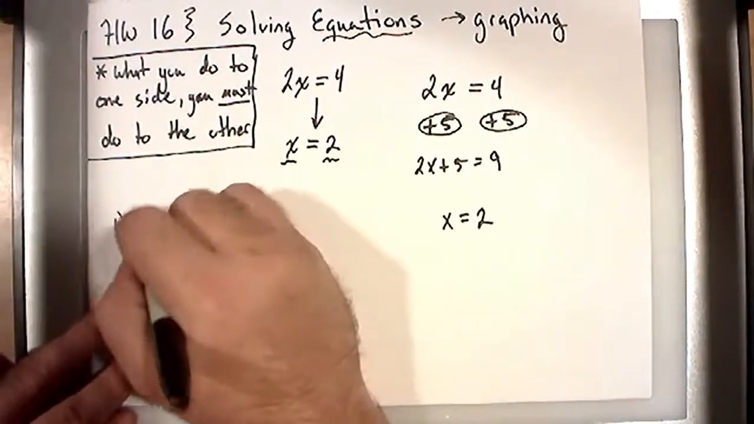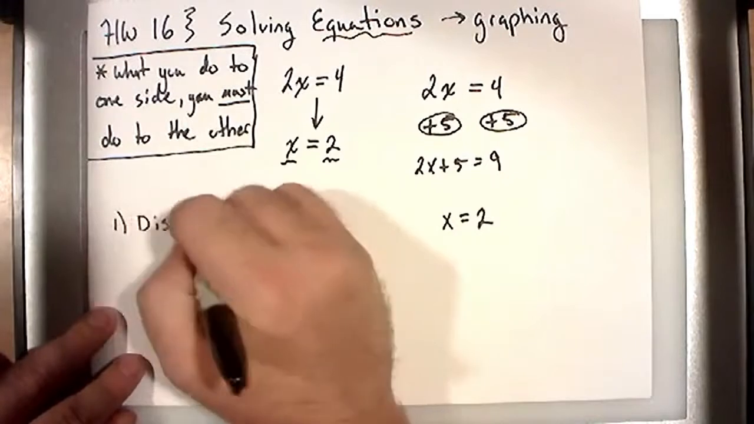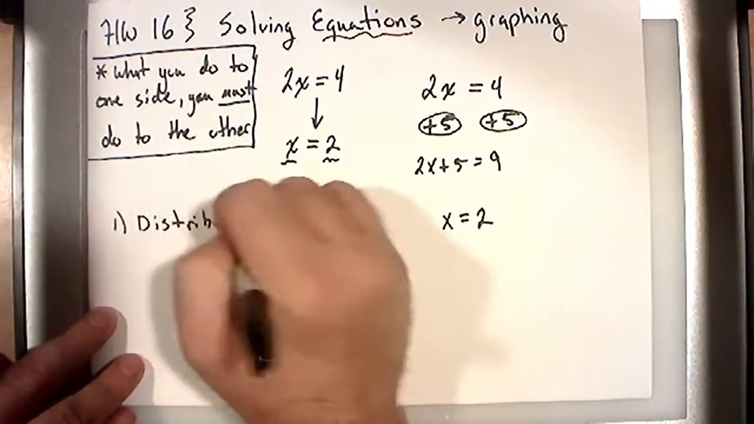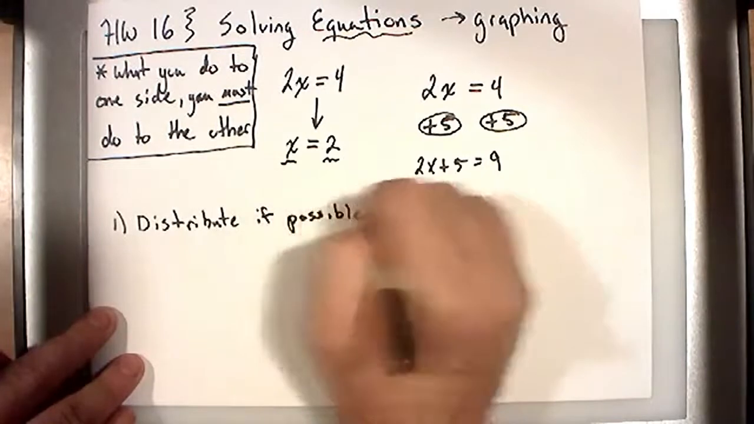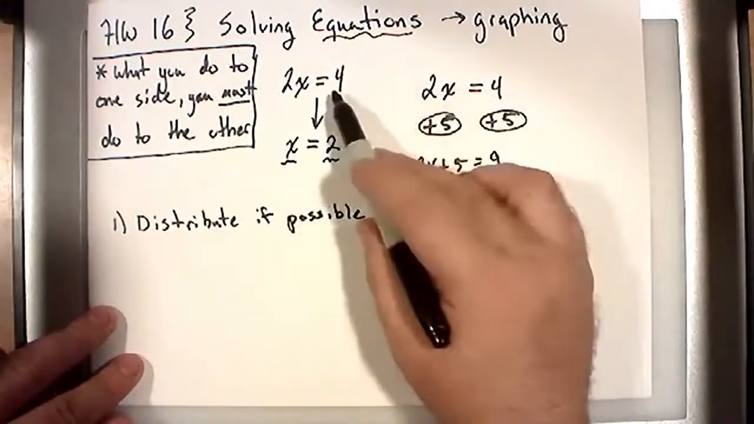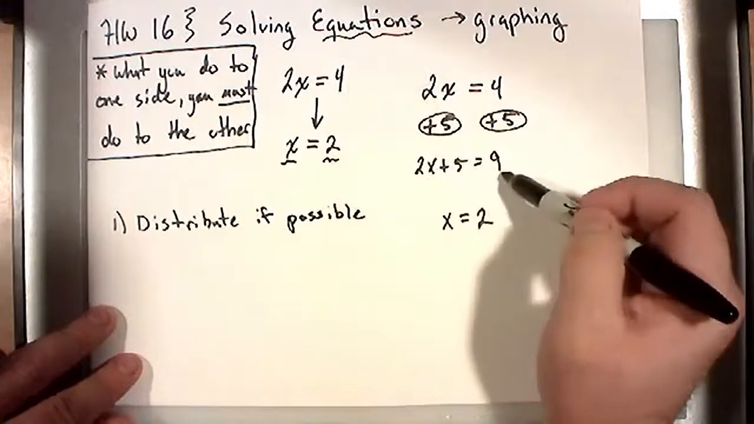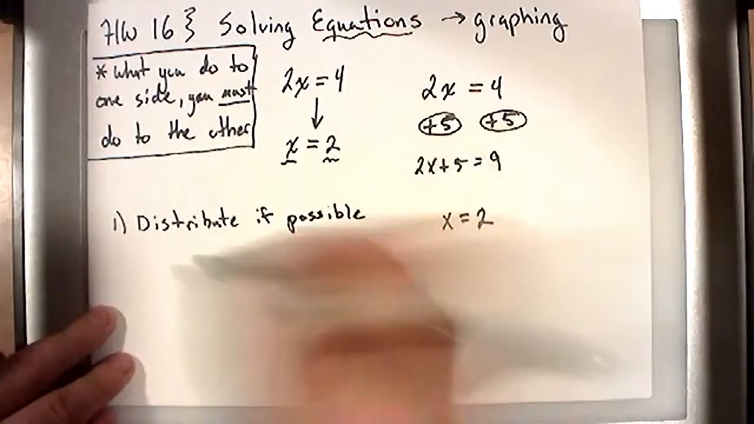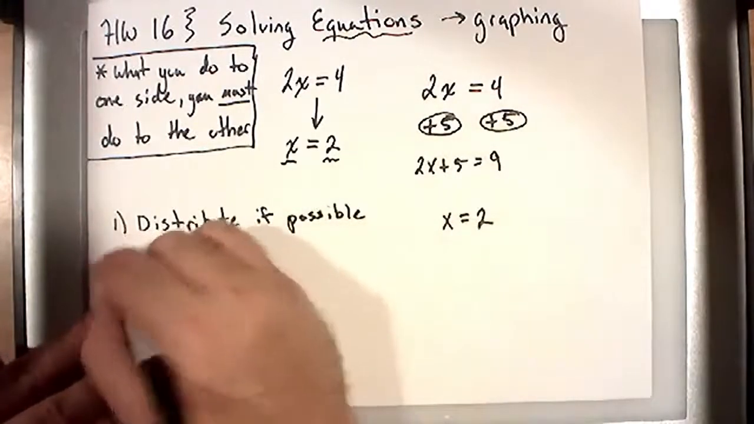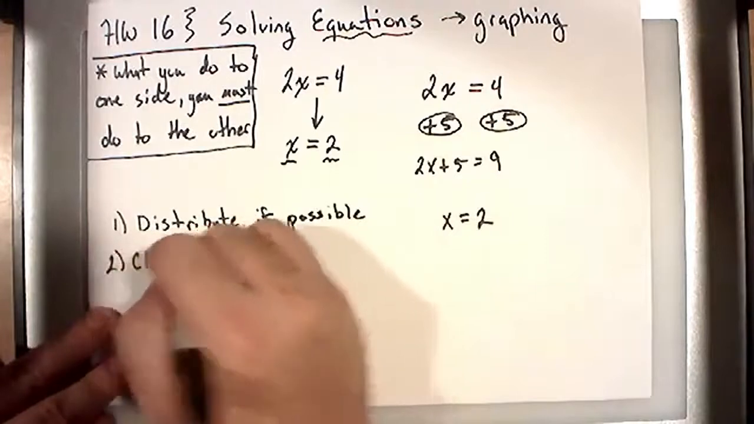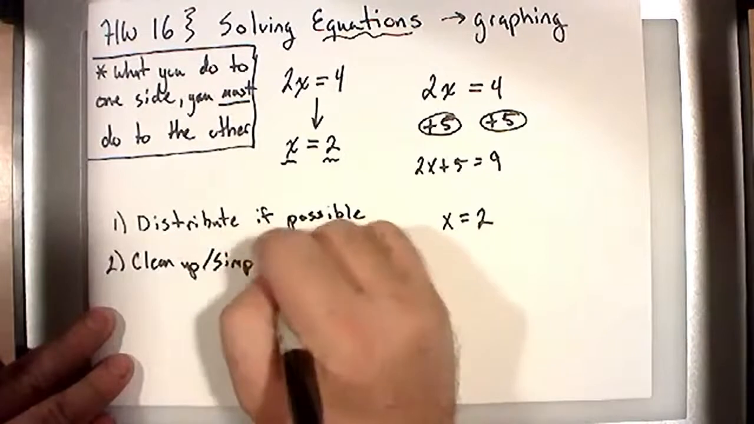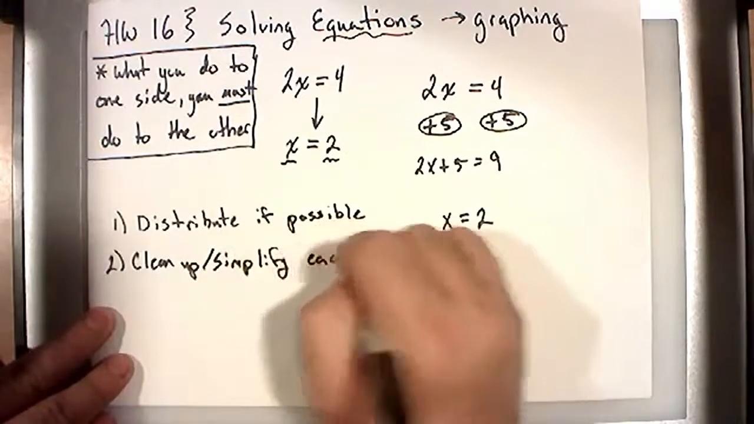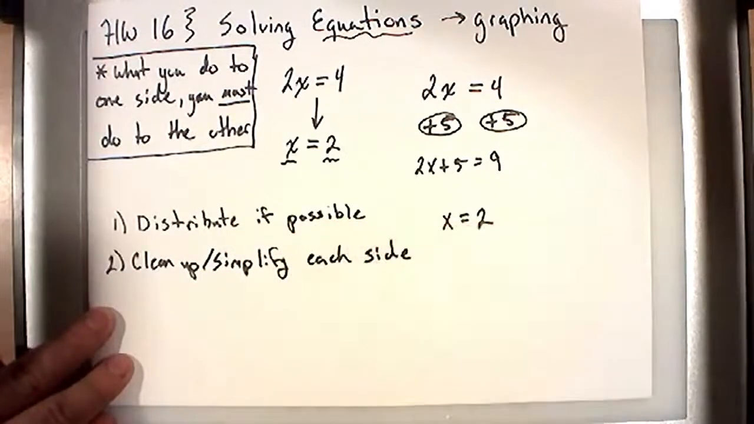First step, just like when we were simplifying in the last homework, I would tell you to distribute, if possible. In either case, we had up here 2x equals 4, or the more advanced 2x plus 5 equals 9. There was nothing to distribute, so that's why I said if possible. Second step would be clean up, and I'm going to say simplify, right, because we talked about that, each side. And again, remember, when I say side, I'm talking about the sides of the equal sign, right?